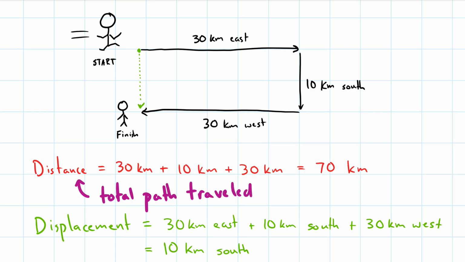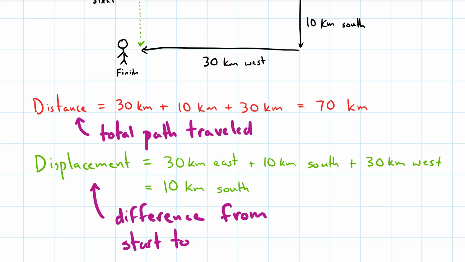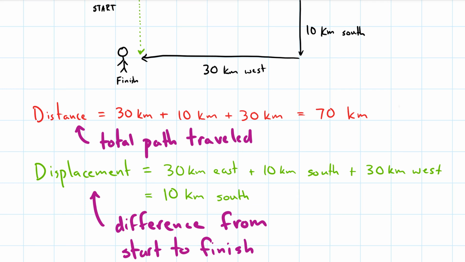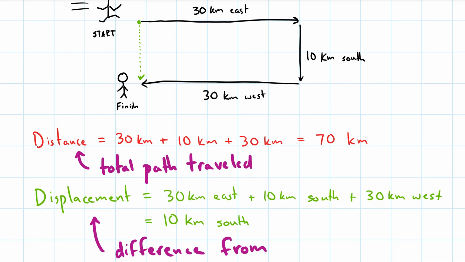Okay. For the displacement, it's going to be the difference from where you started to where you finished. So for distance, everything in between matters. All the different paths, you just add them all up. For displacement, all of that stuff in between doesn't really matter. We only care about the start and the finish positions and the difference between those two things. Okay?